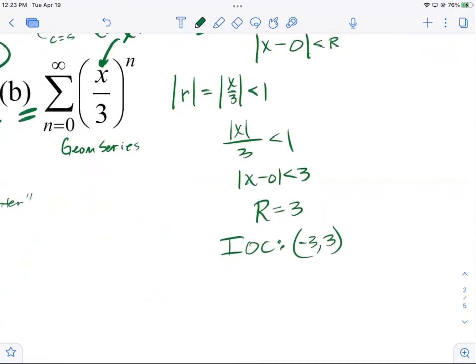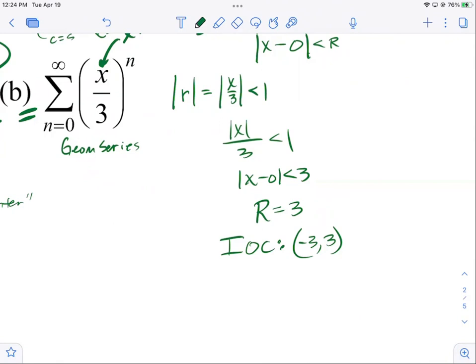Now, this one would be a real quick one to test the endpoints. It's not nearly as elaborate as the other one. If you plug in a -3 for x, you get -3 over -3, which is -1 to the n, which is an alternator. And if you plug in a +3, you get 1 to the n, which is 1. Both of those would diverge by the nth term test. So you know that the interval of convergence is strictly -3 to 3. Okay.